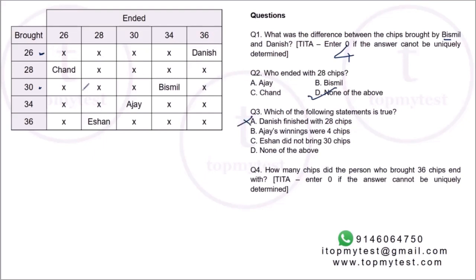Ajay's winnings were 4 chips. Ajay actually made a loss, so out. Ishan did not bring 30 chips. That is true. Ishan actually brought 36. That is correct. And the last one, how many chips did the person who brought 28 chips end with? 36 chips. The person who brought 28 ended up with 36.